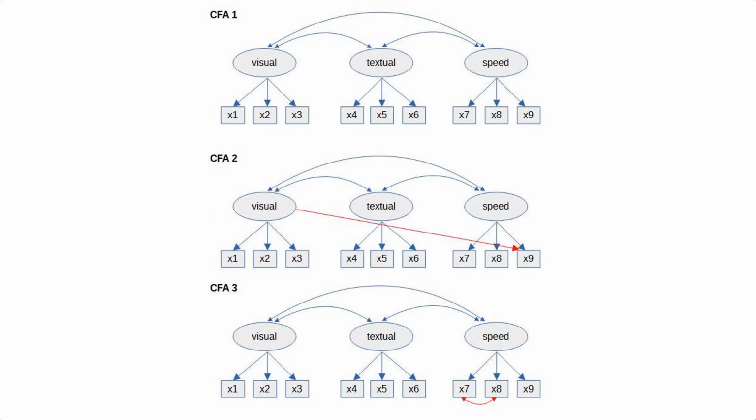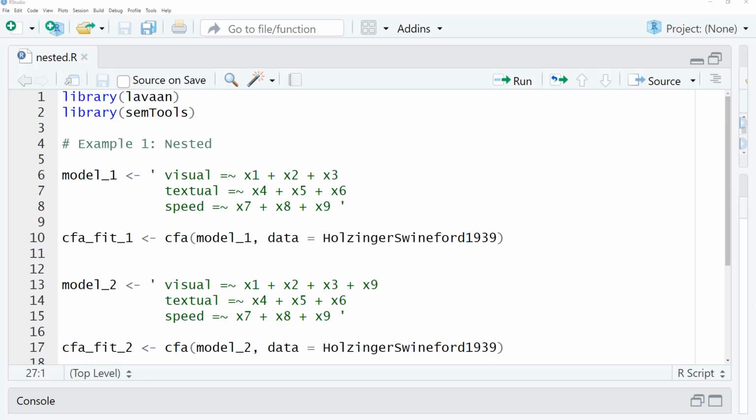Here we have three confirmatory factor analyses. Model 1, a simple three-factor structure. Model 2, basically the same structure but with a cross-loading. X9 now also loads on visual. And model 3 with an error covariance. Now I show you how you can automatically check which of those models are nested in which others.